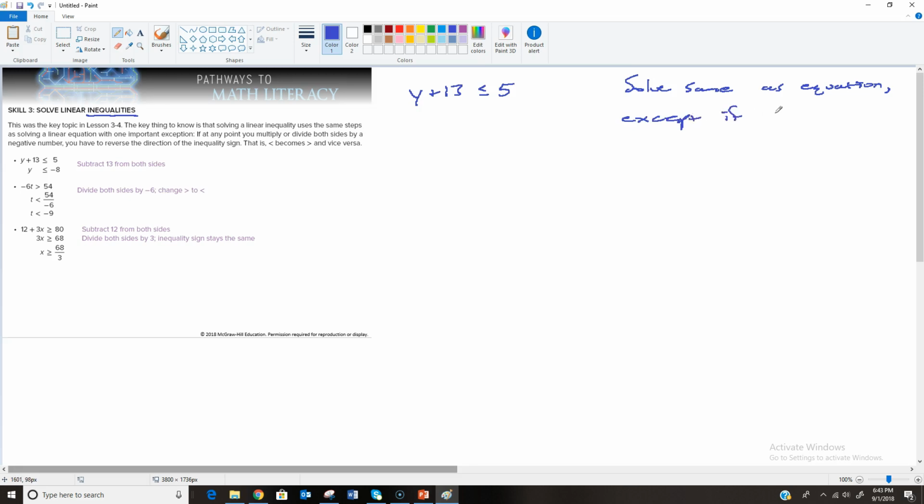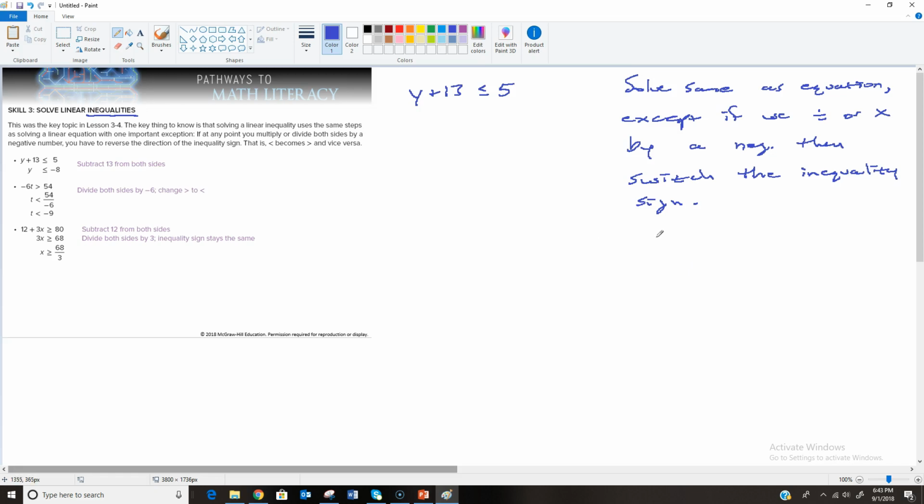If we divide or multiply by a negative on both sides, then we have to switch the sign. So switch the inequality sign. Now you might say, why do we do that? Well, think about a situation. I'll just give two numbers.